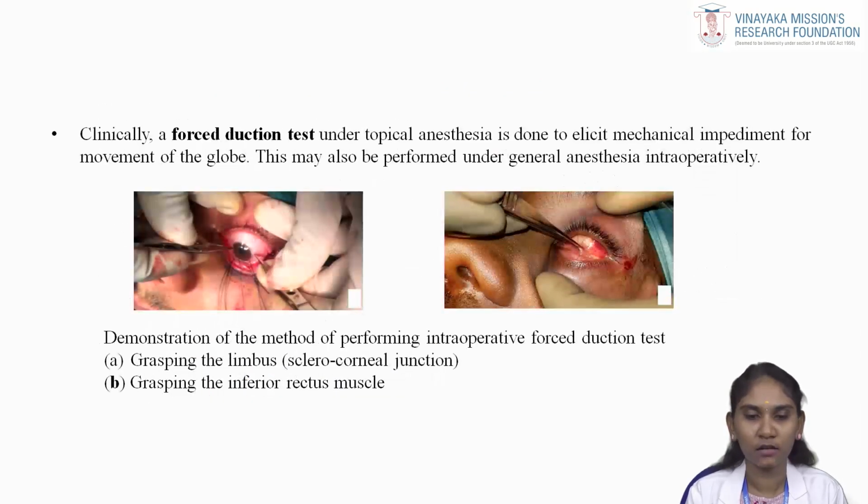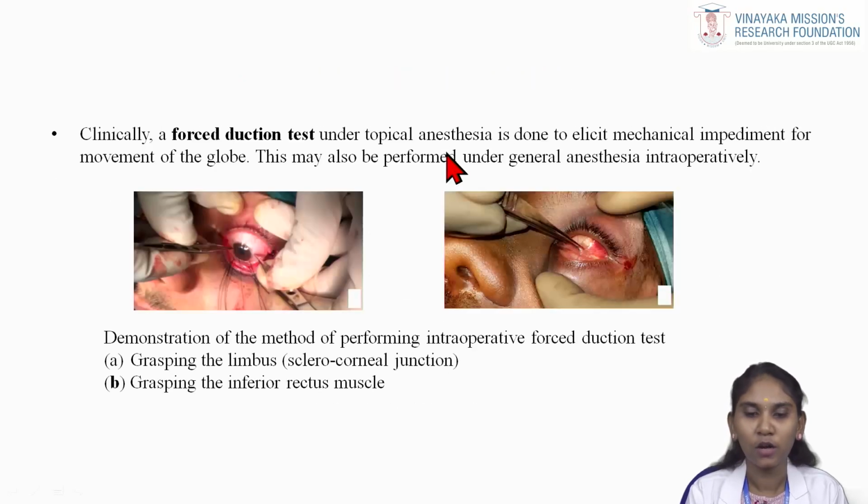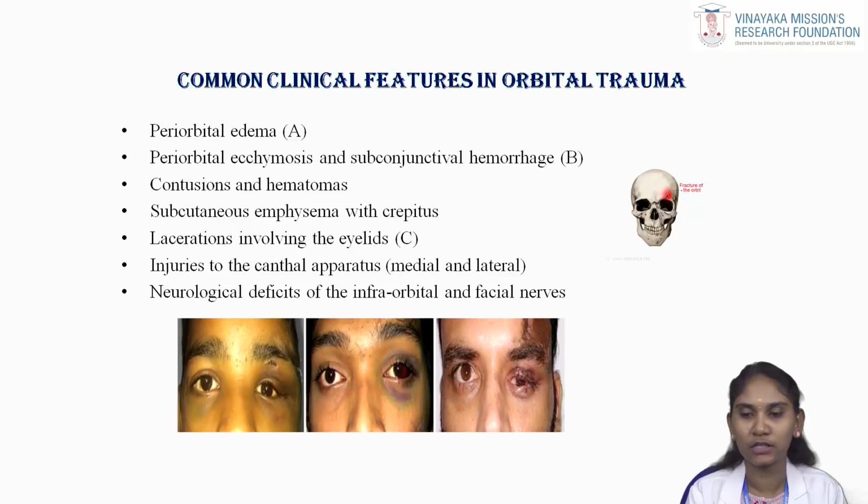And so, we have seen all the examinations given by the American Academy of Ophthalmology. Now, moving on to the clinical features in orbital trauma. So, what clinical features can we see in orbital trauma? First is periorbital edema. Can you see in picture A, periorbital edema here? And then periorbital ecchymosis and the subconjunctival hemorrhage. See here. Then contusions, hematomas, subcutaneous emphysema with crepitus, and lacerations involving the eyelids, see picture C, and injury to the canthal apparatus, both medial and lateral, neurological deficits of the infraorbital and the facial nerves. These are the common clinical features.